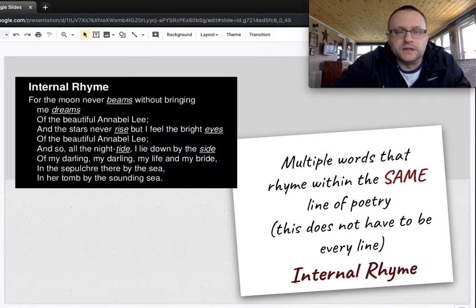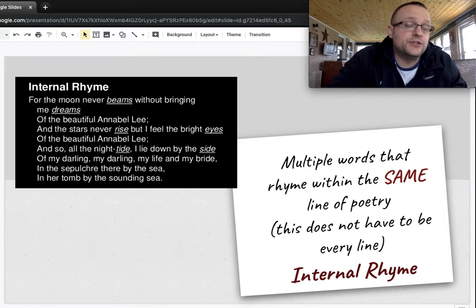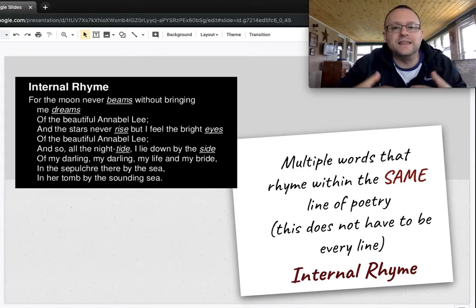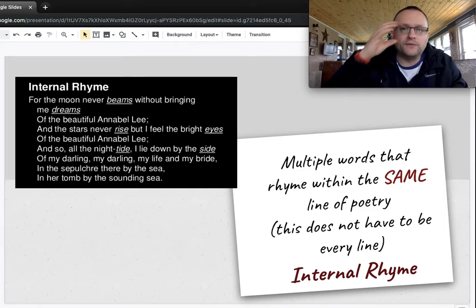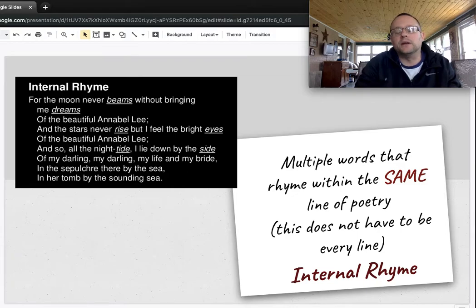Internal rhyme is essentially going to be what it sounds like. Rather than words rhyming at the end of a line of poetry, or in addition to words rhyming at the end of the line of poetry, I'm going to have words that are going to be rhyming within the same line, internally. So multiple words that rhyme within the same line of poetry. And for a poem to have internal rhyme, it doesn't have to be happening in every single line of the poem. So we take a look here with Edgar Allan Poe.